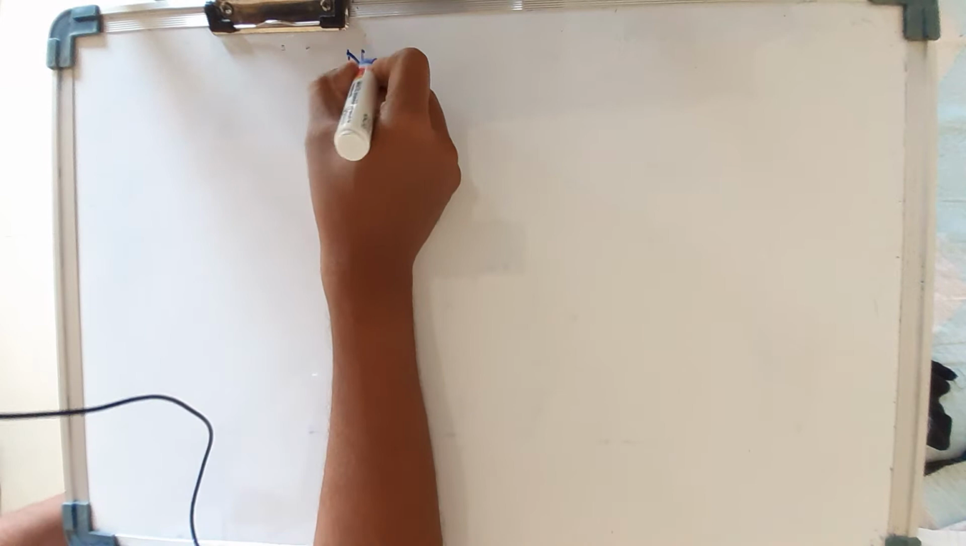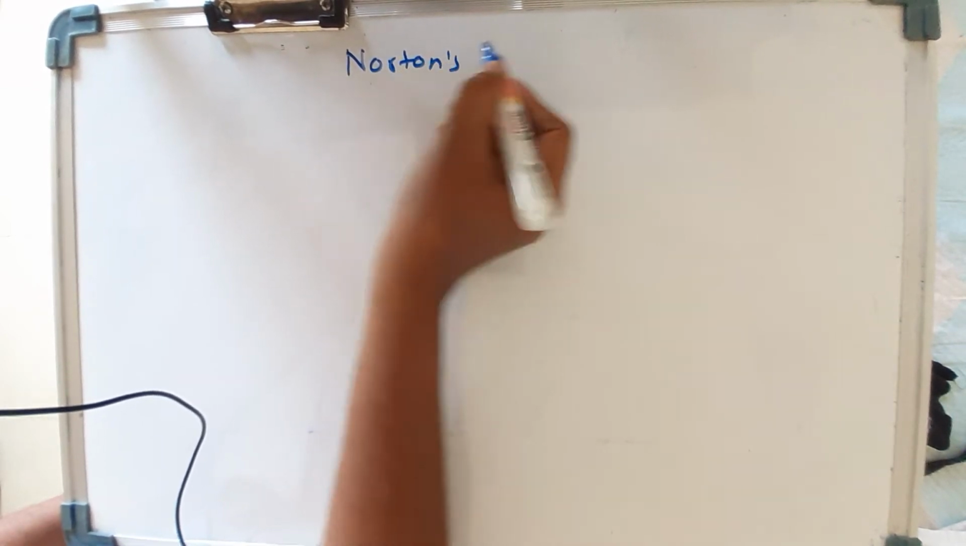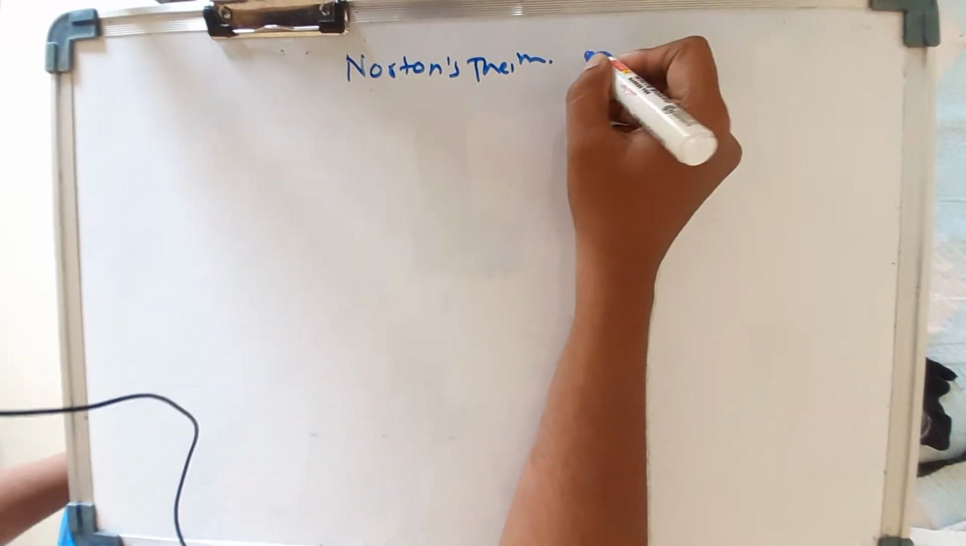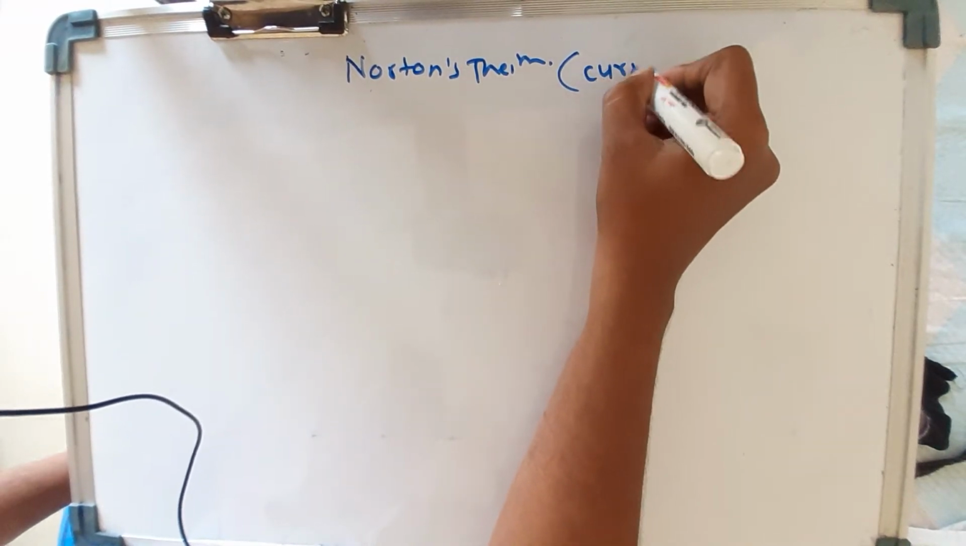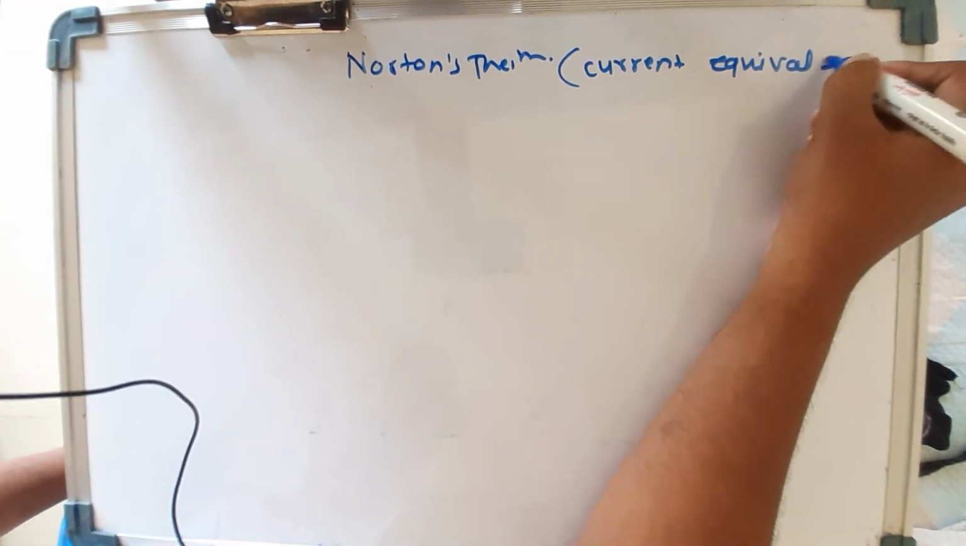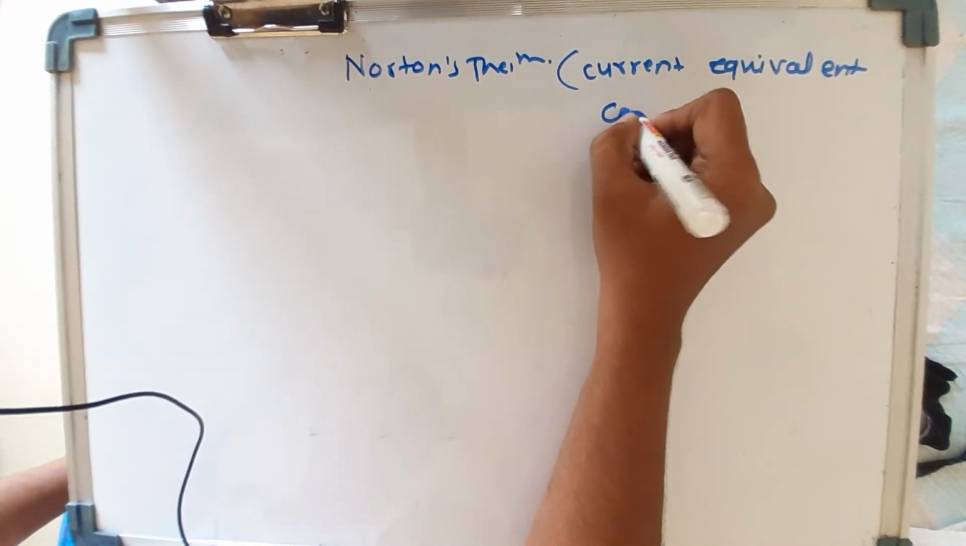Hello students, today we will see the Norton's equivalent circuit. After the completion of Thevenin's theorem, we will go for Norton's theorem. For this one, we will call this a current equivalent circuit.